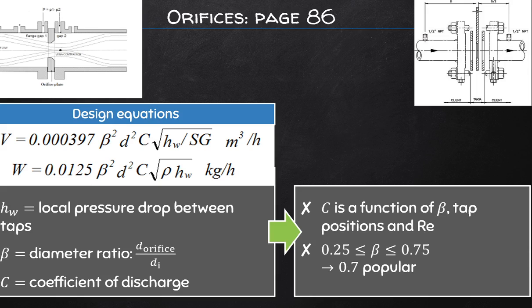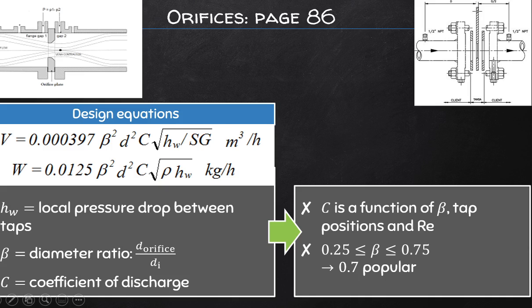The orifice diameter is selected in such a way that beta lies between a value of 0.25 and 0.75, where 0.7 is typically the most popular choice. And this is chosen so that you have enough pressure drop, but not too much that it will become detrimental to the operation of the system.